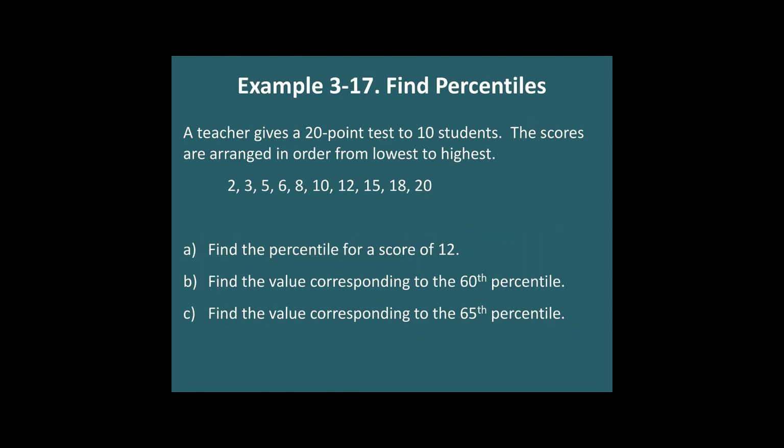Let's find some percentiles. A teacher gives a 20-point test to 10 students. The scores are arranged in order from lowest to highest. Let's first find the percentile for a score of 12. Then we're going to find the value corresponding to the 60th percentile, and then we'll find the value that corresponds to the 65th percentile.